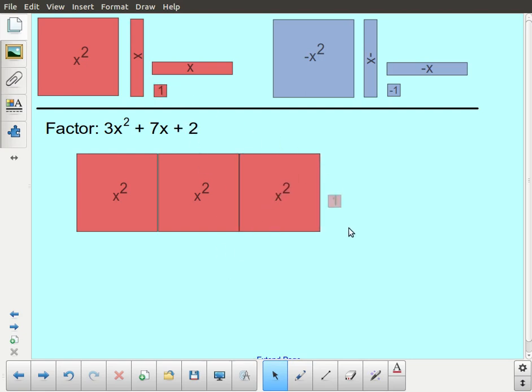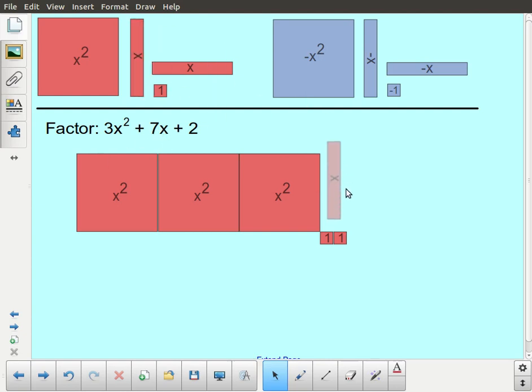Plus 2, that means I need two positives here. Now I could orient these either this way or this way. I only have two options. Now that makes this example easier. Sometimes it can be more complicated than this. So let's go ahead and start with this. And it's going to have to add to 7x.